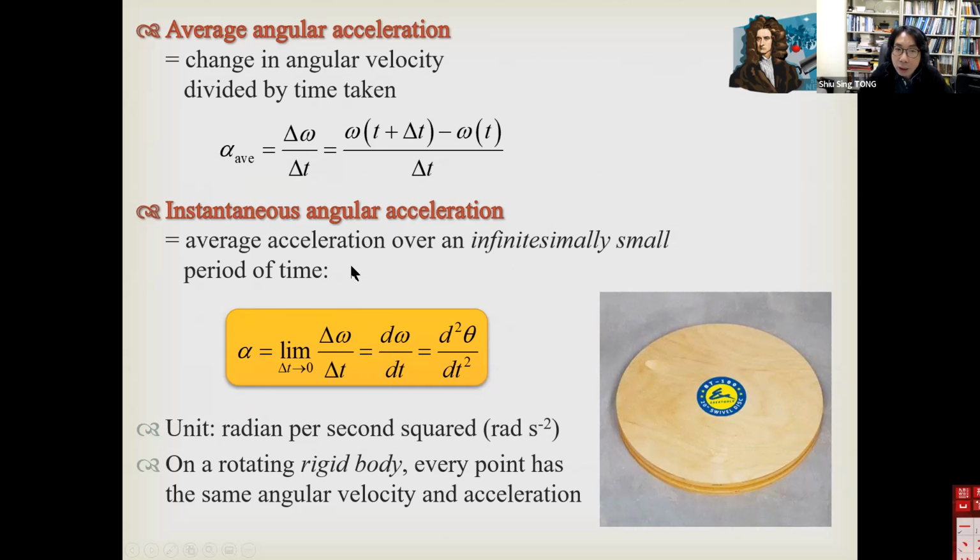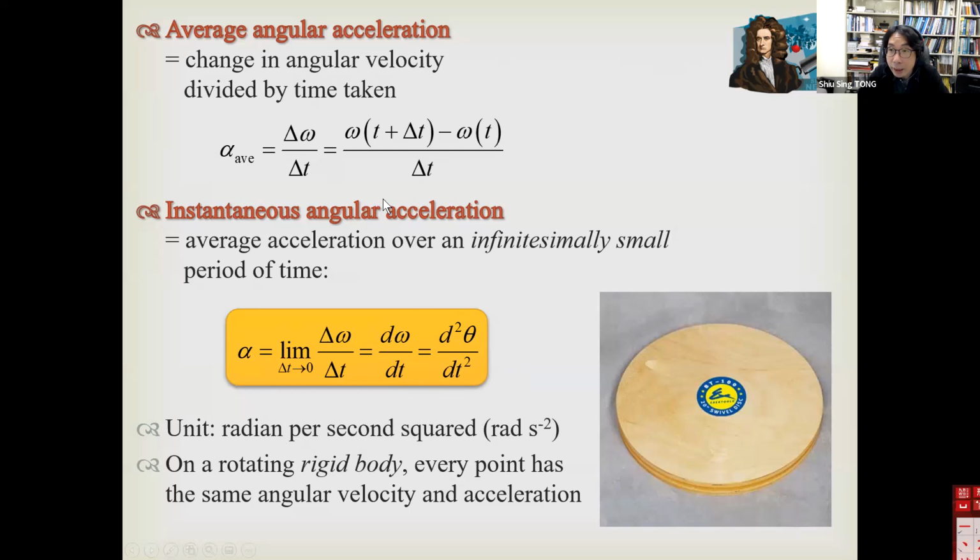When the time delta t becomes infinitesimally small, when we take the limit delta t tends to 0, it becomes the angular acceleration. The angular acceleration is just d omega dt. And if you like, you can express omega further in terms of d theta dt. And so alpha will become the second derivative of the angle theta with respect to time. This is called the angular acceleration, and it has a unit of radian per second squared.